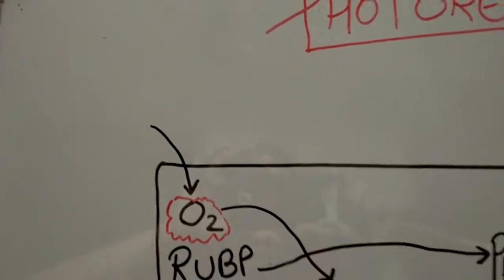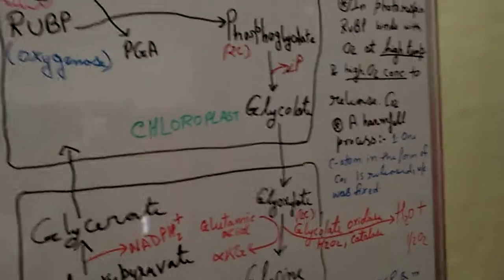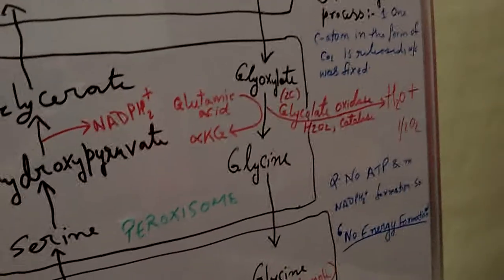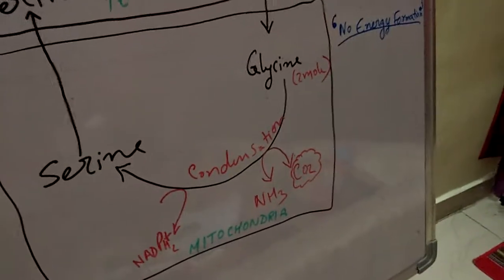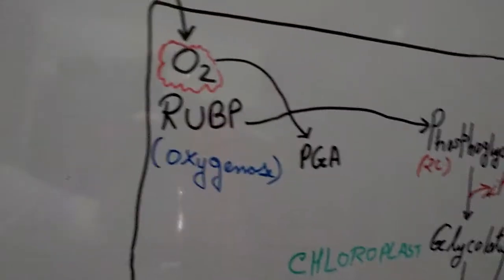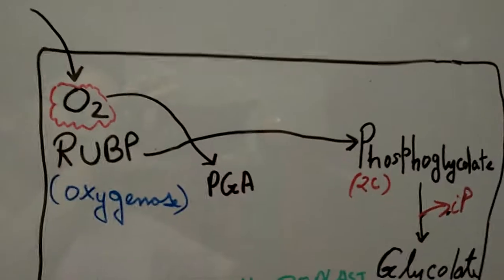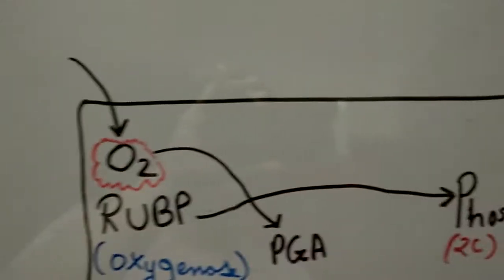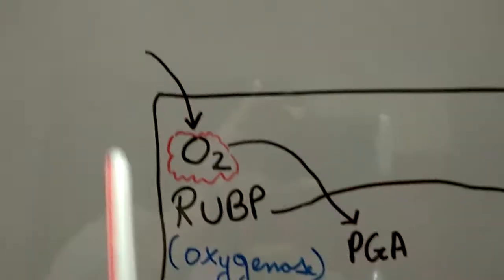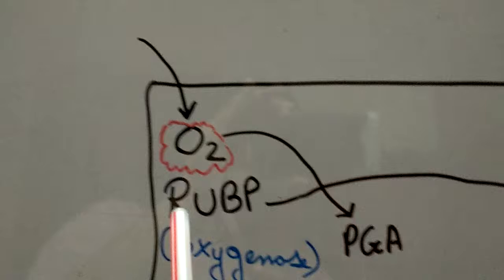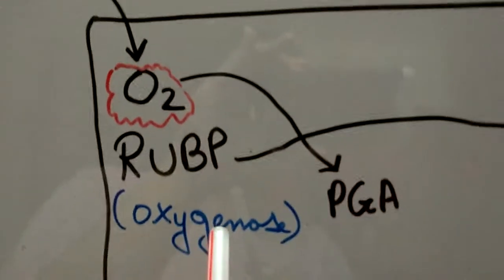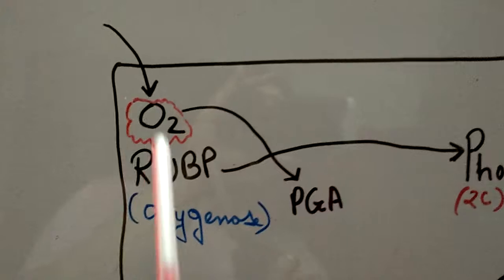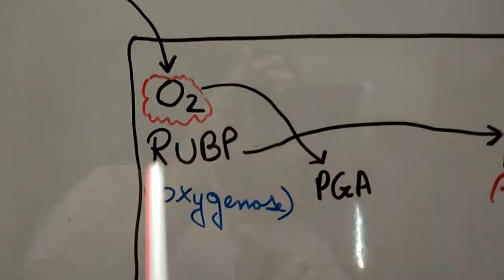So as you can see, there are three main blocks here: chloroplast, peroxisome, mitochondria. So these three organelles are involved in the process of photorespiration. So oxygen entering into the first organelle, which is chloroplast, from atmosphere combines with RUBP. RUBP is acting as oxygenase here because oxygen is combining with RUBP.